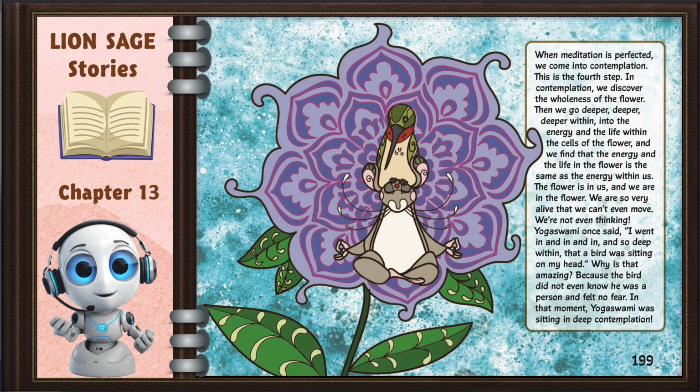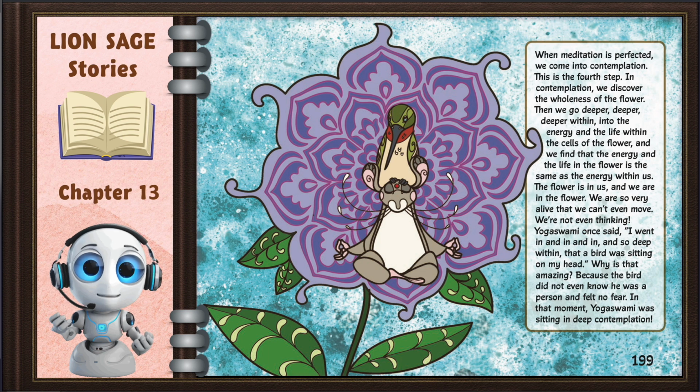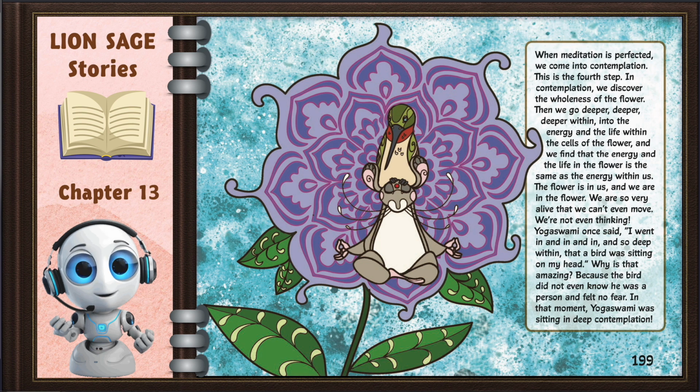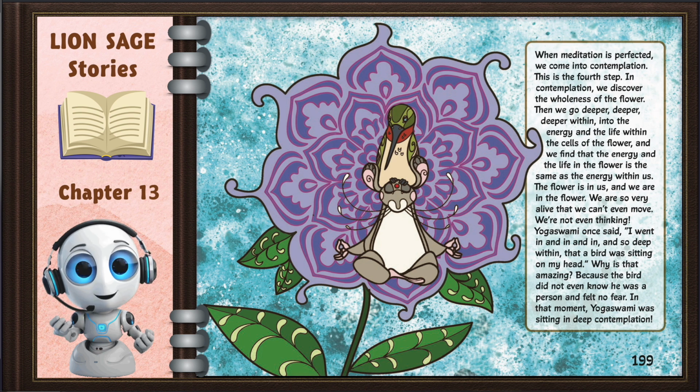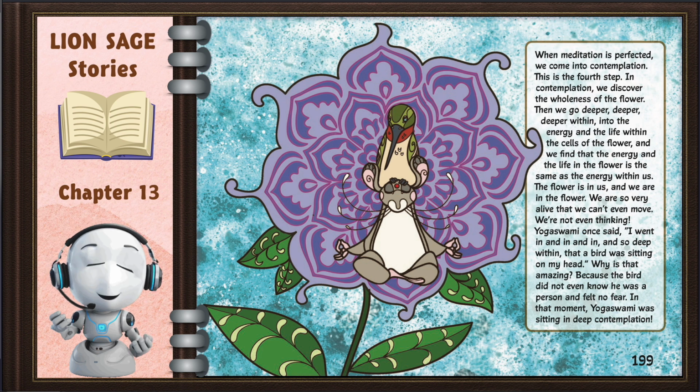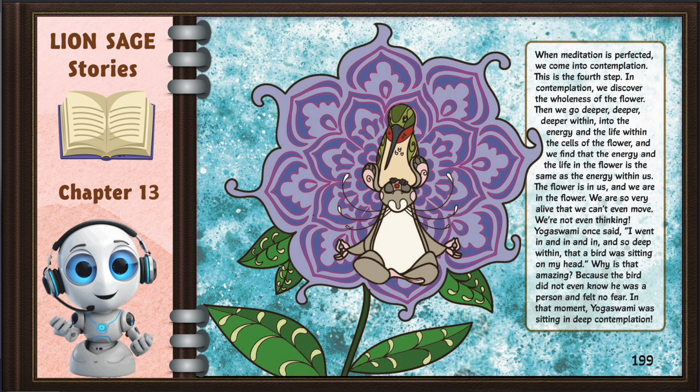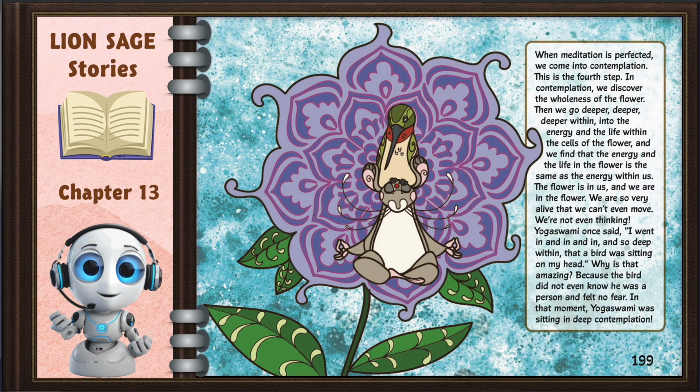When meditation is perfected, we come into contemplation. This is the 4th step. In contemplation, we discover the wholeness of the flower. Then we go deeper, deeper, deeper within, into the energy and the life within the cells of the flower. And we find that the energy and the life in the flower is the same as the energy within us. The flower is in us, and we are in the flower. We are so very alive that we can't even move.